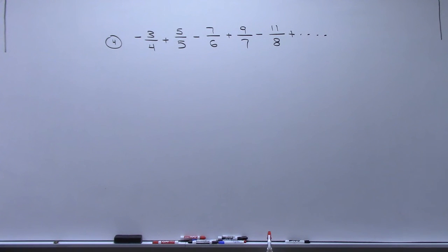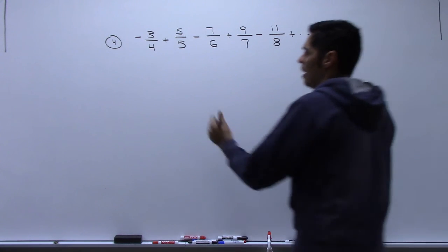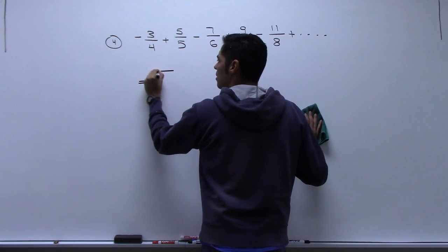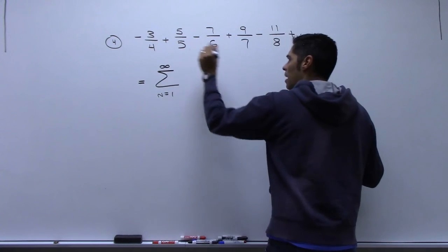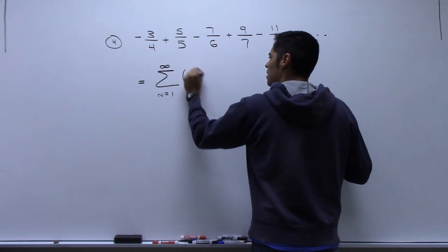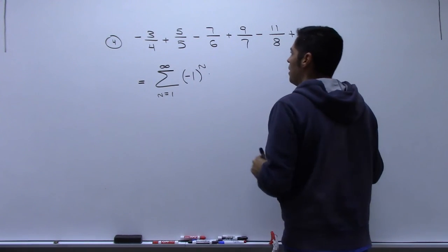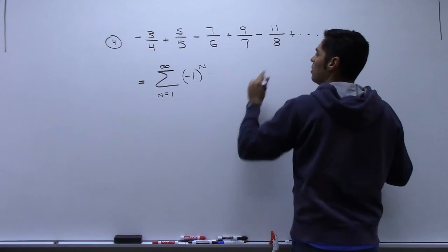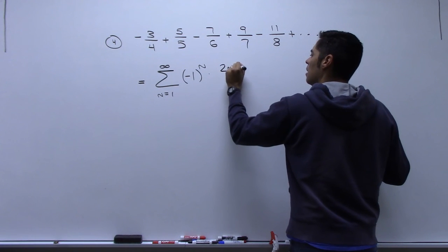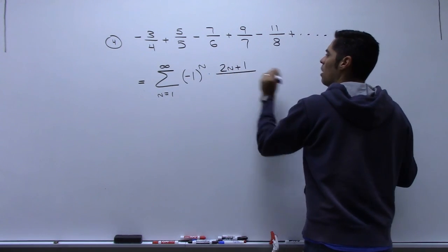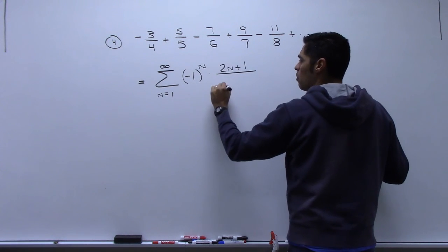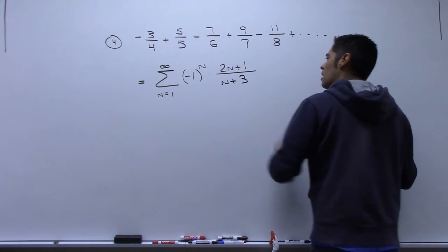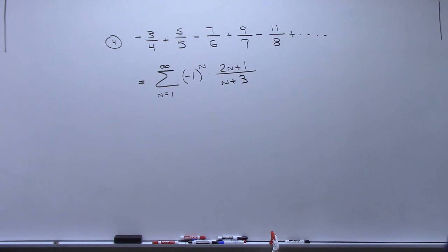So this again is an alternating series. I can pick up on the pattern pretty easily here. I'm getting a negative first, then positive, so I'm going to use negative 1 to the n. And then my numerators are all odd numbers, starting with 3. So I use 2n plus 1. And then my denominators are just counting numbers starting with 4, so n plus 3. And I could go through the alternating series test and figure out what this is doing.